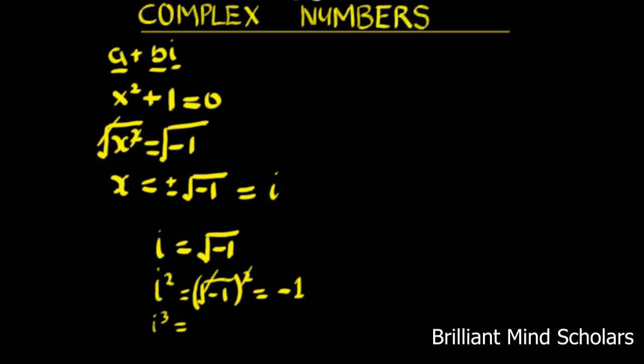Now, i raised to power 3, notice from our knowledge in indices, can also be rewritten as i raised to power 2 times i raised to power 1, right? How is this? Because 2 plus 1 as the powers there would give us 3. Notice that from our knowledge in indices, when we have similar bases, we can simply add up the powers.